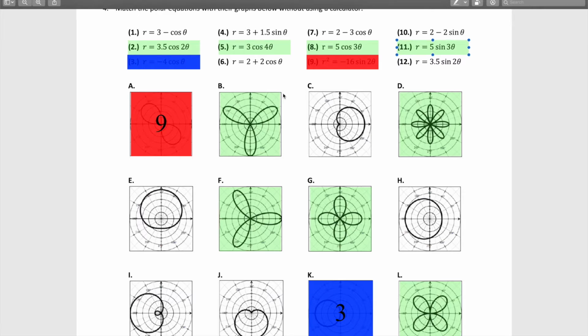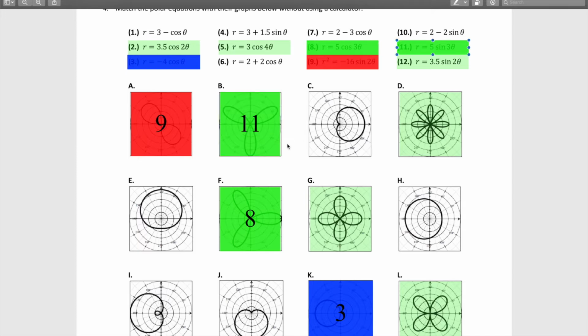Okay, I feel like I missed one. There we go. All right, so if I was looking at these ones, I would start with the 3-petal rose curves first. All right, and I know that this one's going to have 3 theta, so this one 3 theta. This one has to have cosine, this one has to have sine. Cosine always wraps around the x-axis. So when I'm looking at these, this one has to be 8. Okay, this one right here is going to be 11.